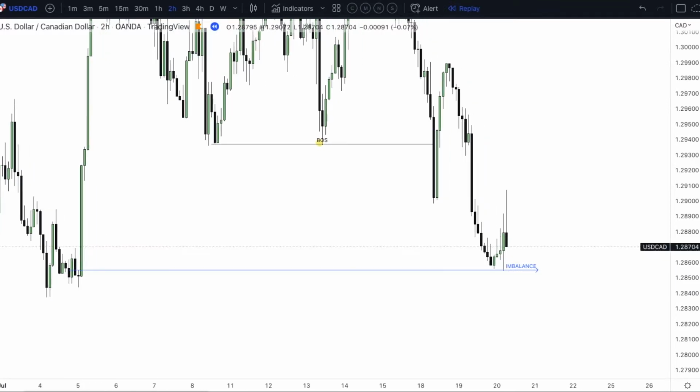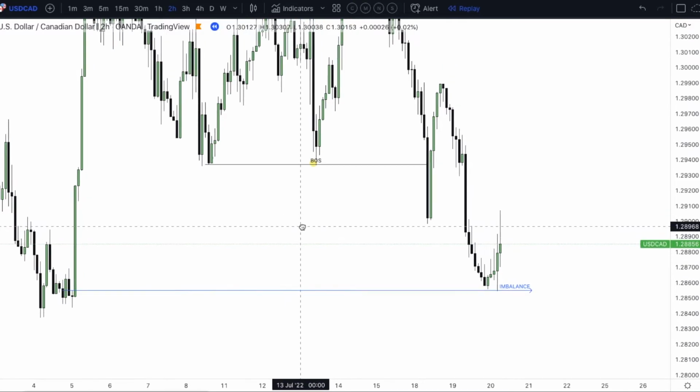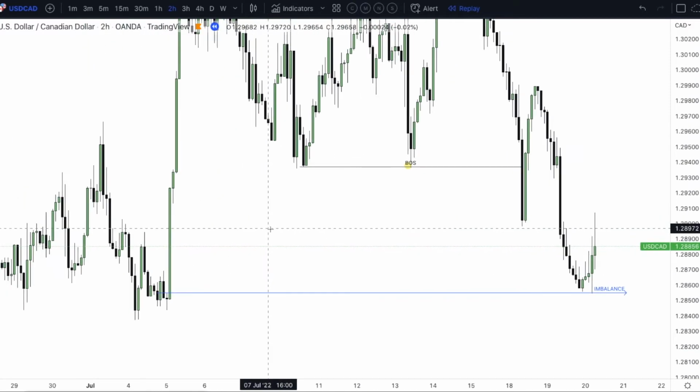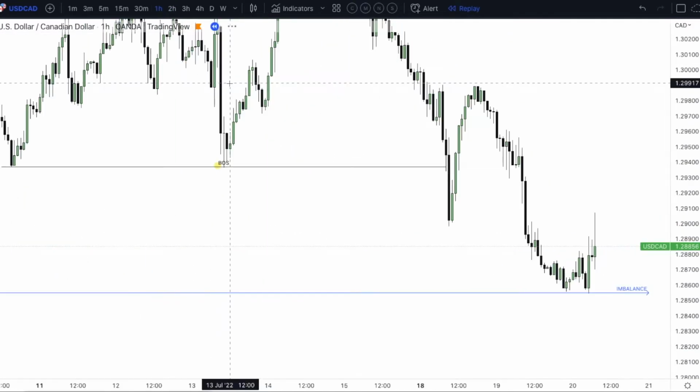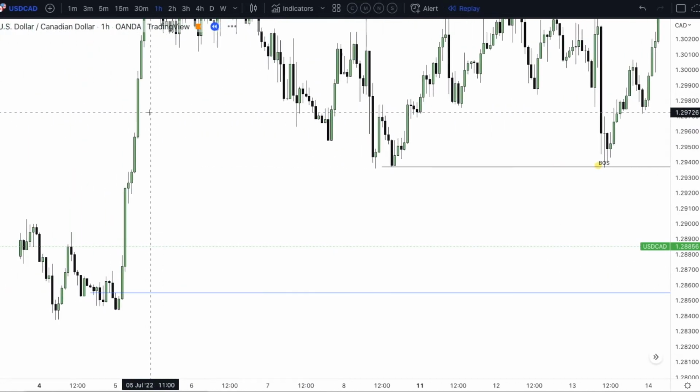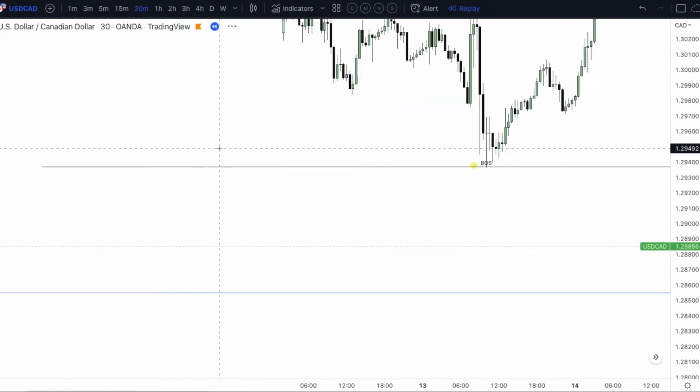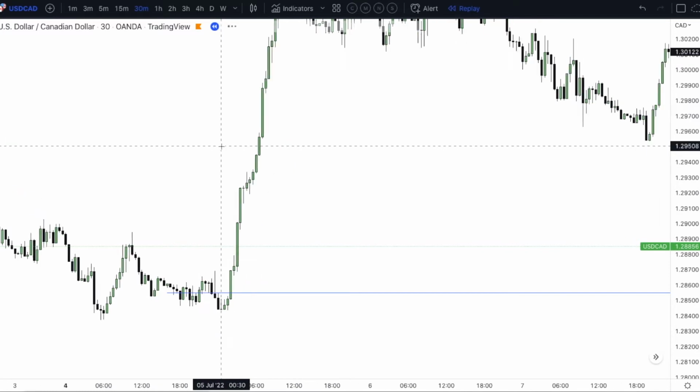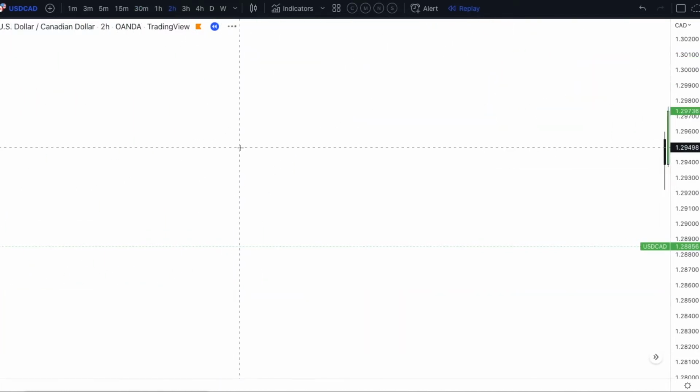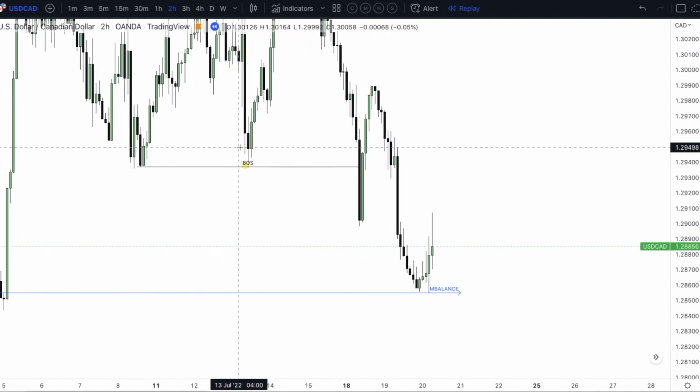There we go. And price tapped into this imbalance here. So this one is a valid imbalance. Let's drop to another time frame to see if we have correlation. Okay, so we'll go ahead and use this area here.